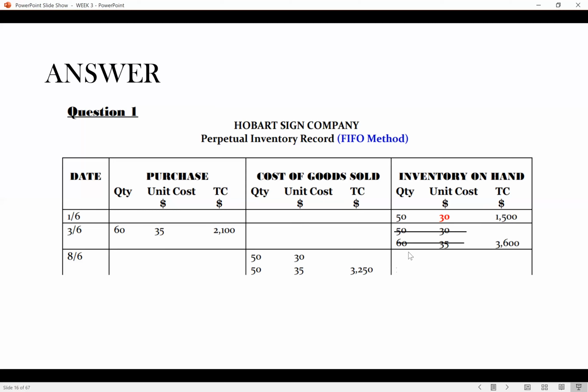So what we need to now do, we need to update our inventory on hand. So we only took 50 from this 60. So we're left with 10 at 35. And the total cost of that, multiplying the two, gives us 350. I'm going to allow that to soak in a little bit. Think about it.